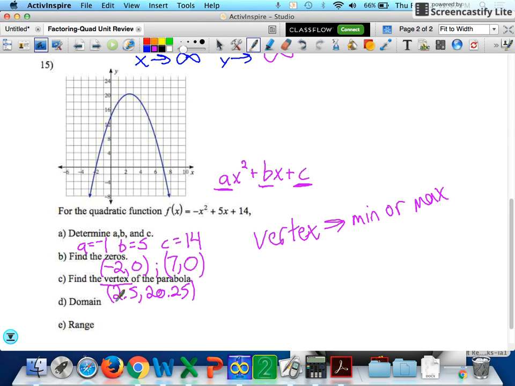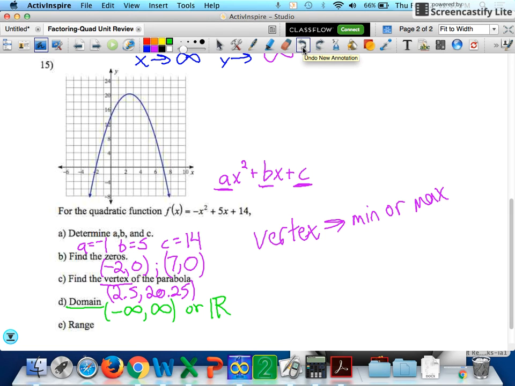Domain, okay? Domain means all possible x values, okay? If it's not specifying to just talk about the problem, if it's saying the whole graph, our domain is always -infinity to +infinity. Some people write all real numbers, okay? Another way to write it would be -infinity less than or equal to x, less than or equal to infinity.